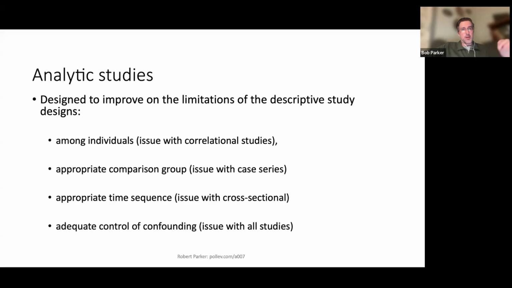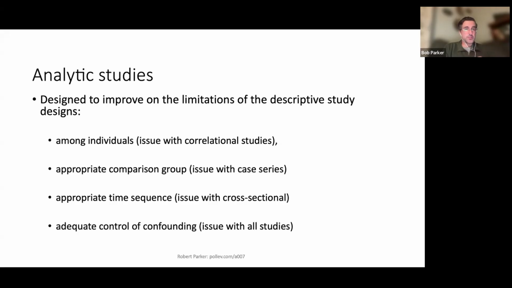All right. So, brief overview of analytic studies. Remember, we talked about this is the why. As researchers, that's what we care about really deeply: why is something happening? Why is this impacting my patient? Why is it working to make them better? So analytic studies are designed to improve on the limitation of the descriptive study designs, which really just tell us who, what, where, when. But this is helpful.